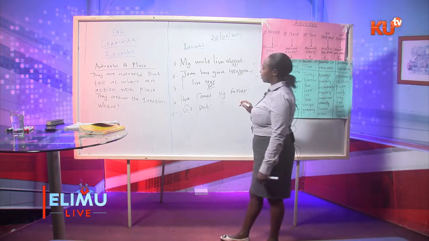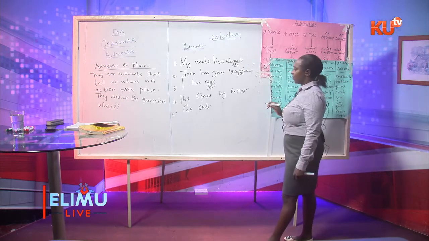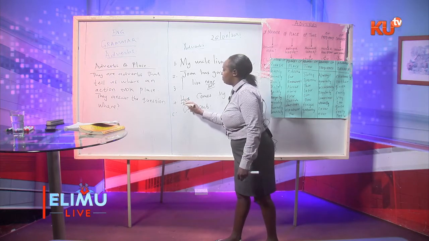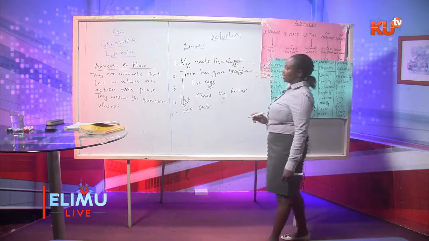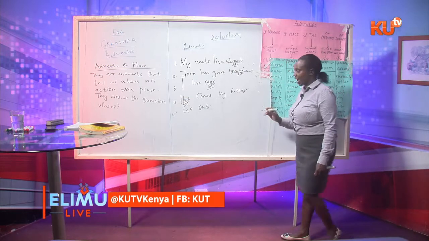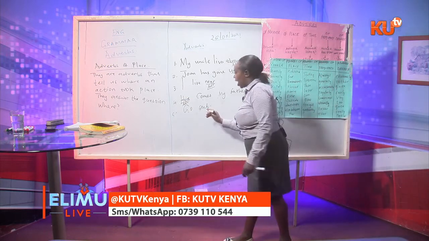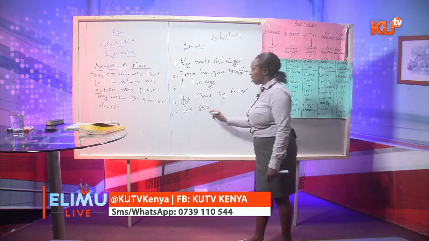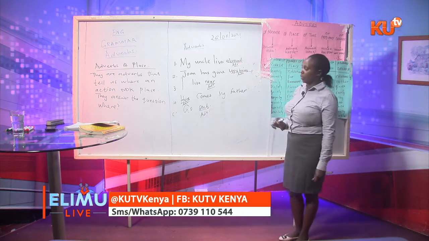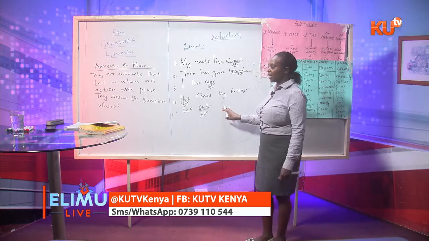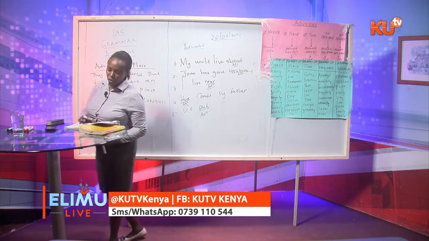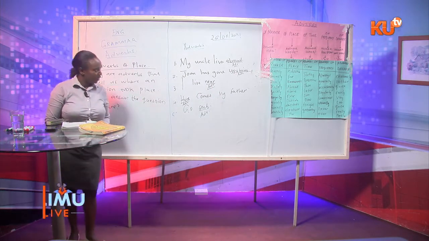Then, here comes my father. Here is our adverb of place, trying to explain that my father is here. Go out. Out is the adverb of place, trying to explain the question where.